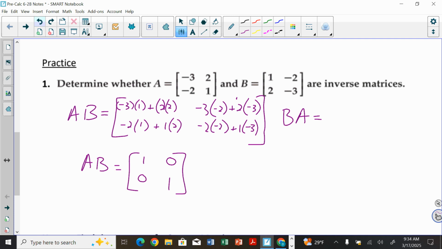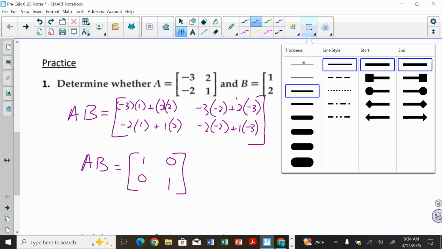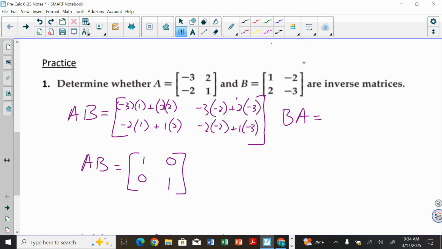Do I get the same answer when I go B times A? So let's check it out. When I go B times A, I'm going to go a little faster through the multiplication here, and just skip through it. You're going to do the multiplication ahead. So I'm going to have negative 3 plus 4. Over here, I'm going to have 2 plus a negative 2. So I'm just skipping that step of writing it out.